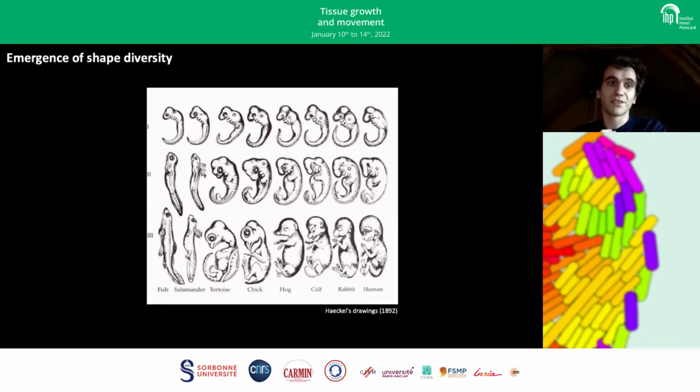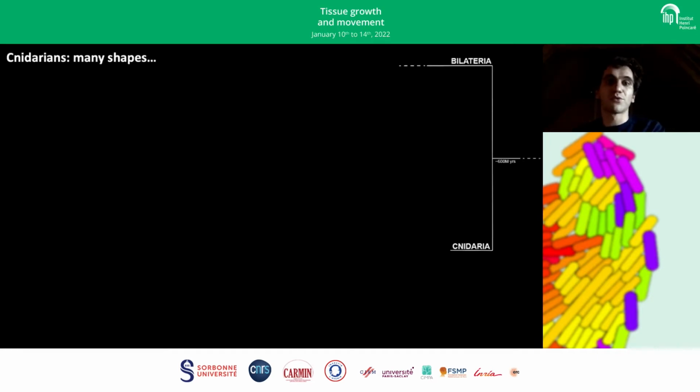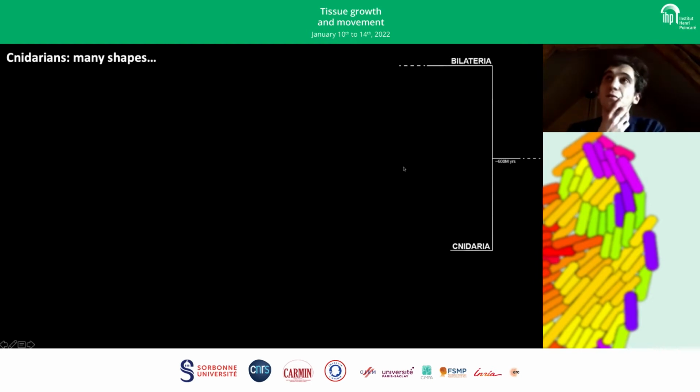One reason for that is the complexity of the body plans. In particular, the shapes you see here of these vertebrae are quite complex. So to understand what defines the shape of organisms, we need a simplified version of the body plan. For that, I propose to go back 600 million years, as I am focusing on a very old phylum called Cnidaria. This is a sister group of bilaterians.